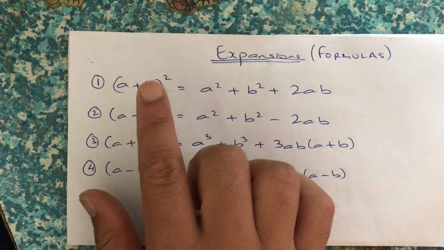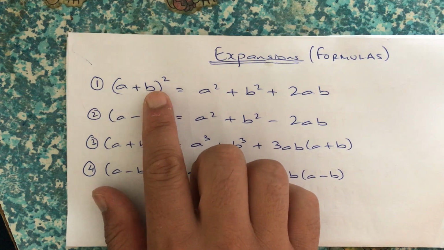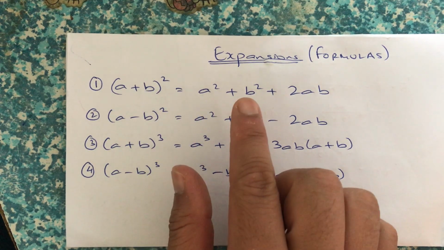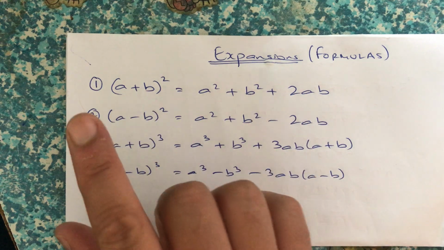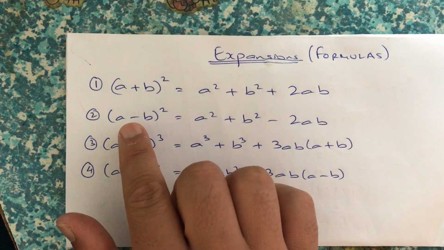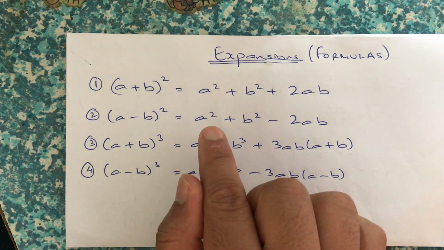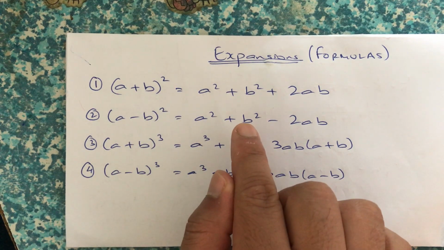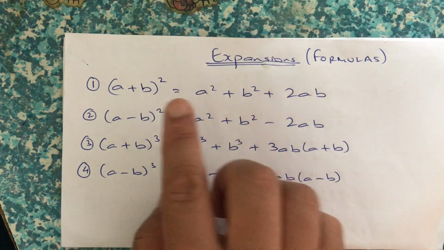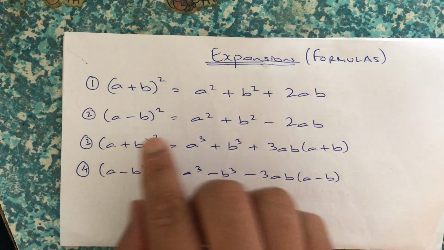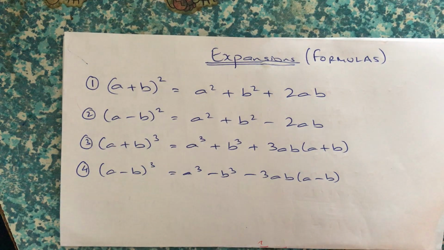So we have the (a plus b) whole square formula. We read this as (a plus b) whole square. That is equal to a squared plus b squared plus 2ab. Similarly, we have (a minus b) whole square, with a minus in the middle. The formula is still a squared plus b squared, but if it is a plus, we'll have plus 2ab, and if it's a minus, we'll have minus 2ab.